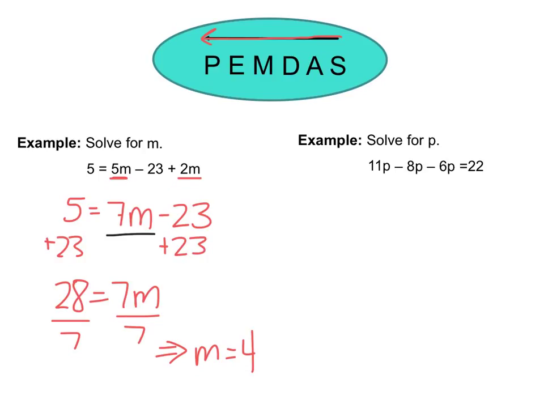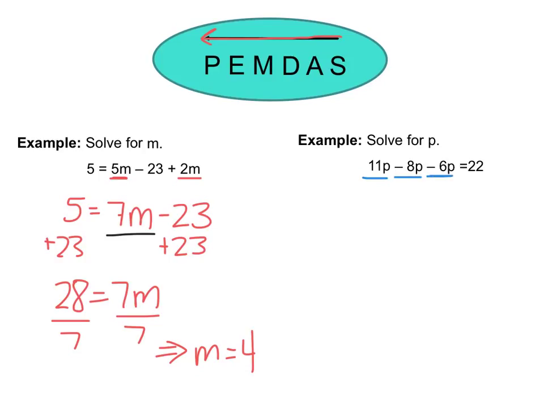and we ended up with our solution. We're going to do the same for our second example. We have to solve for p. We have no distributive property, but we do have like terms. We have an 11, a -8, and -6.